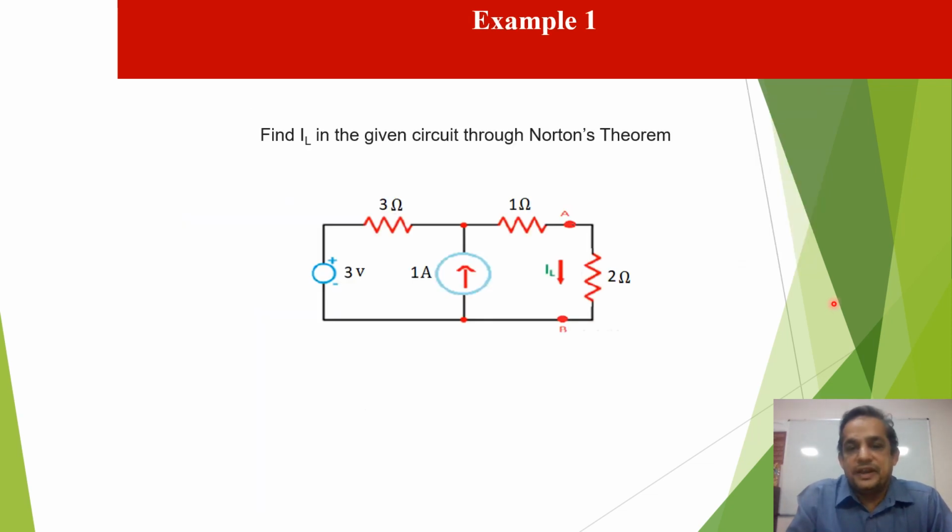Now come to one example. Find the IL in the given circuit through the Norton theorem. Here one circuit is given which is purely linear. Linear means resistances, current sources and voltage sources are there. Here we find the current flow in the 2 ohm resistor. It means it is the RL.